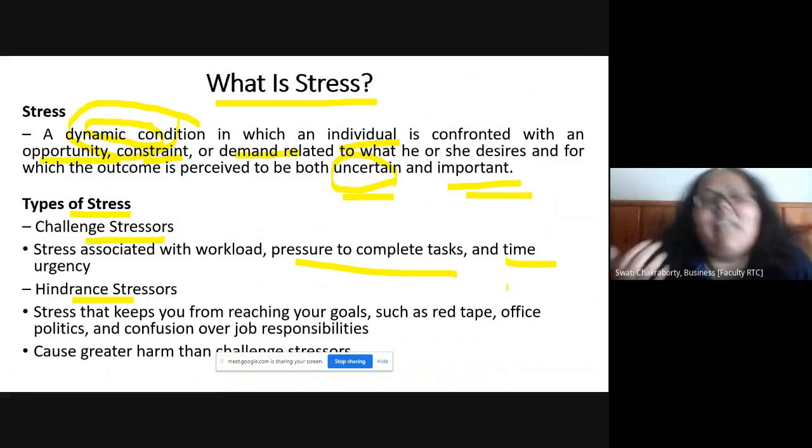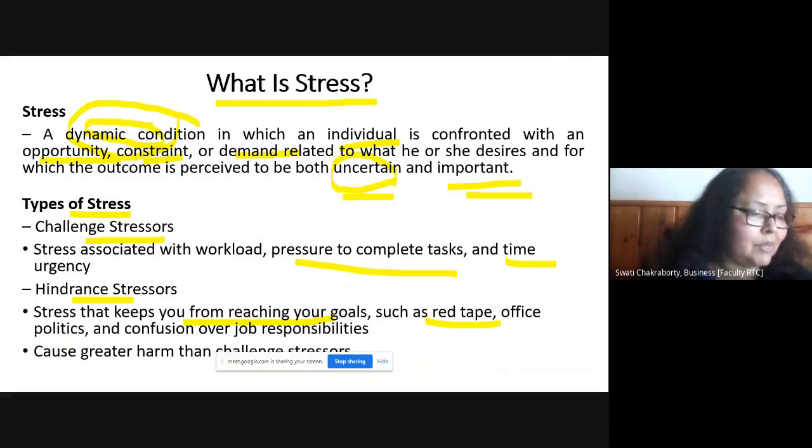This usually motivates us. Hindrance, on the other hand, prevents us or demotivates us from reaching our goals. What sort of thing? We talk of red tapism.